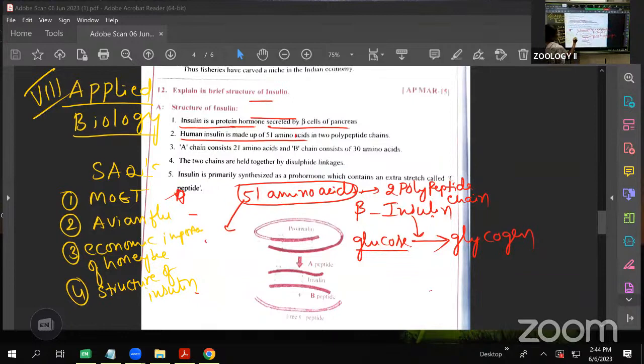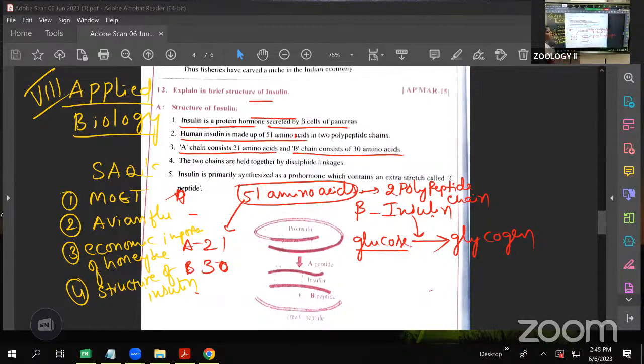One has 21 and the other has 30 amino acids. Here, the 21 amino acids form one polypeptide chain, and the 30 amino acids form another polypeptide chain. That means two chains are there. The first chain, the A chain, consists of 21 amino acids. Next, the B chain has 30 amino acids.